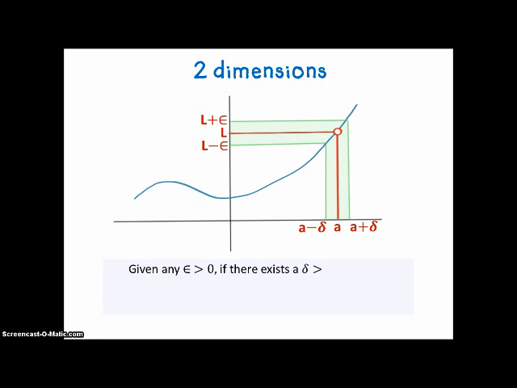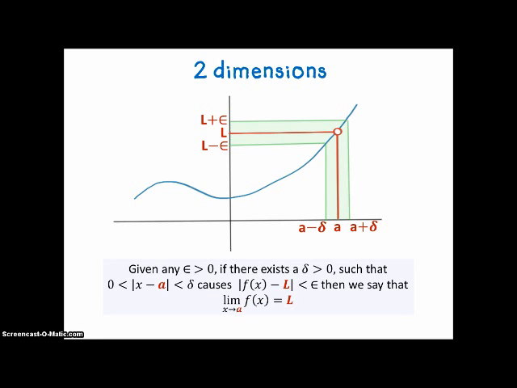Given any epsilon greater than 0, if there exists a delta greater than 0, such that the distance between x and a less than delta causes the distance between f of x and L, in other words y and L, to be less than epsilon, then we say that the limit as x approaches a of f of x is L. And notice that Cauchy used absolute value to indicate distance. The absolute value of x minus a is the distance between x and a, and the absolute value of f of x minus L is the distance between L and y.